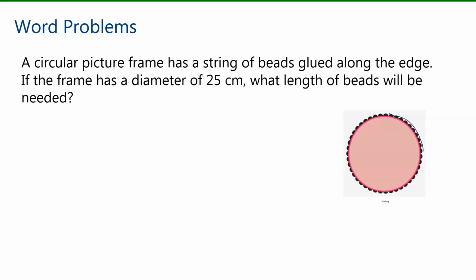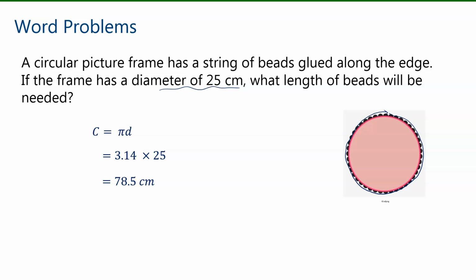So if we're looking for the length of beads, we're essentially looking for the distance around a circle. And we know that the distance around a circle is called the circumference. So let's use our formula. Circumference equals pi times diameter. Now we're told the diameter to be 25, and using the pi button on the calculator or 3.14, we can multiply them together to give us 78.5 centimeters.